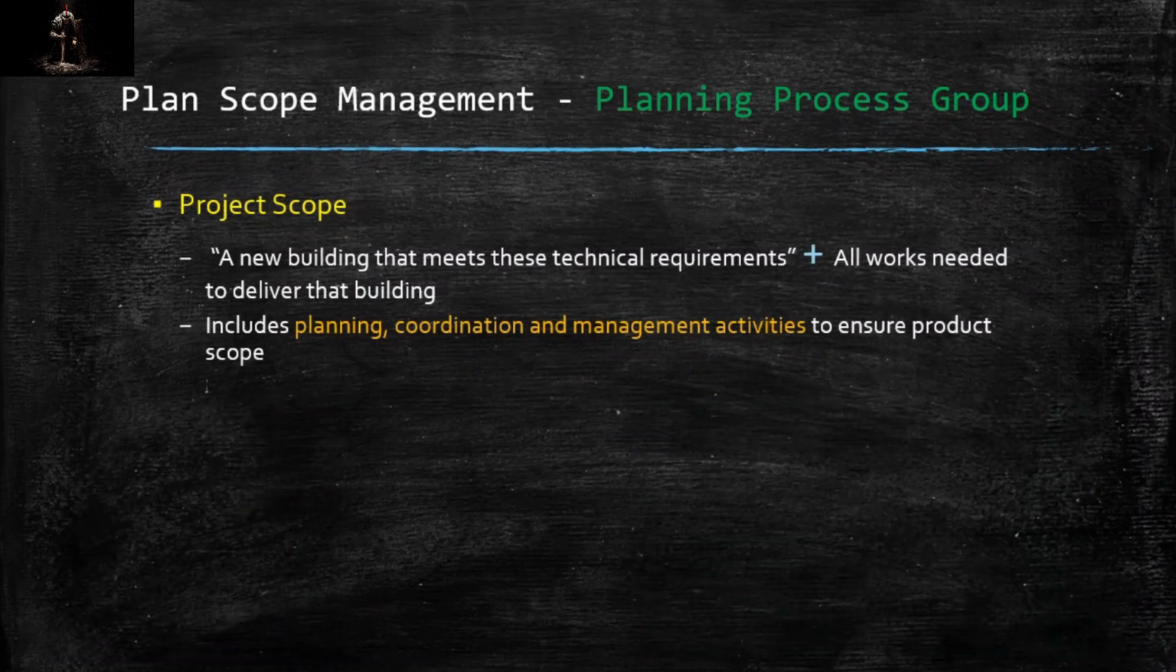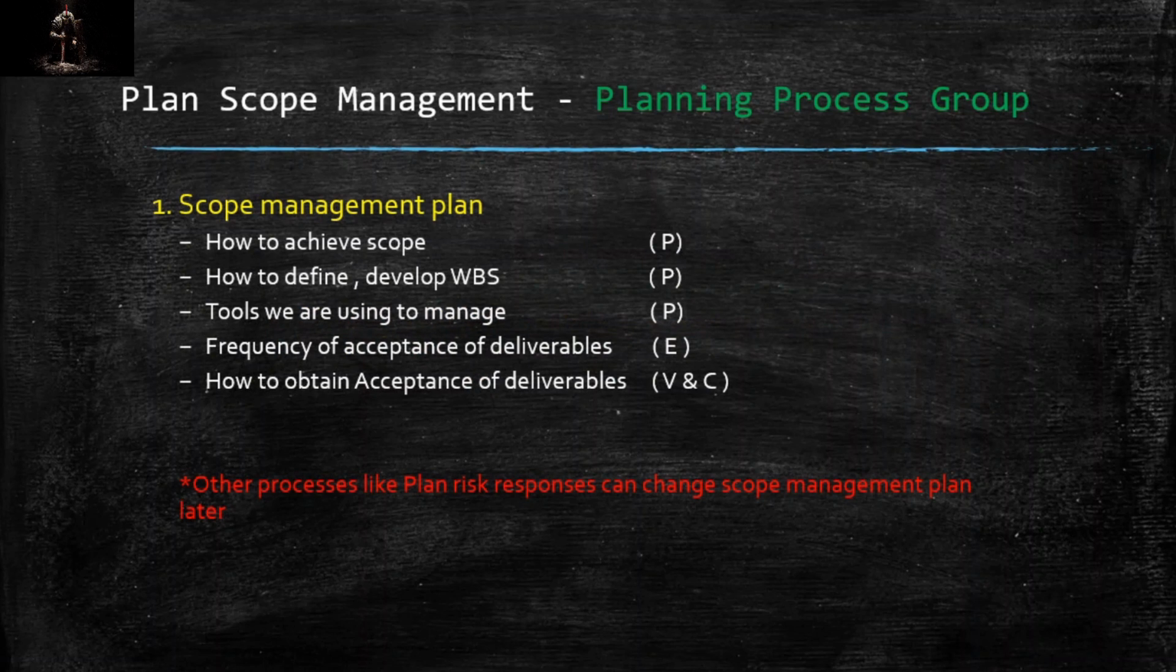On the other hand, let's take a look at the project scope. A new building that meets these technical requirements plus all works needed to deliver that building includes planning, coordination, management activities. Difference between project scope and product scope is these activities involved, like planning, coordination, and management. Having seen these, let's move ahead.